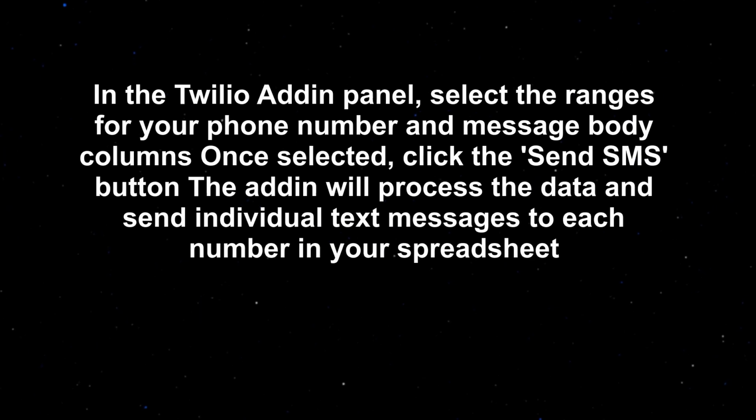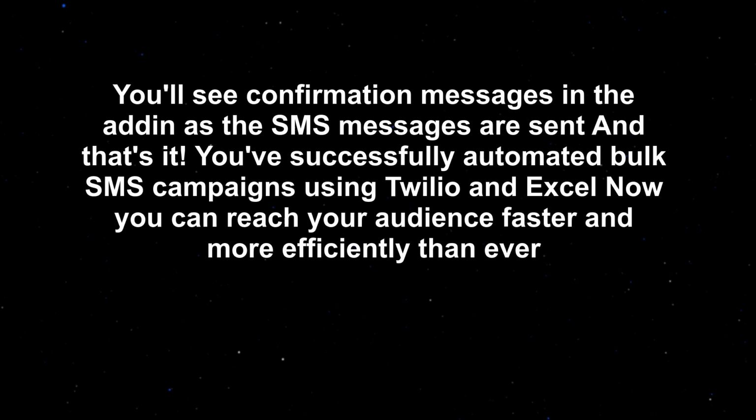In the Twilio Add-in panel, select the ranges for your phone number and message body columns. Once selected, click the Send SMS button. The Add-in will process the data and send individual text messages to each number in your spreadsheet. You'll see confirmation messages in the Add-in as the SMS messages are sent, and that's it.